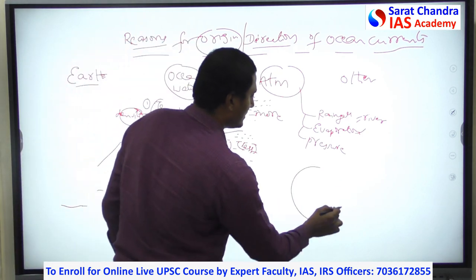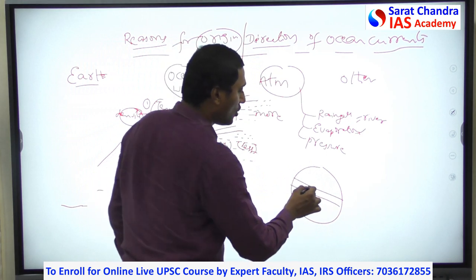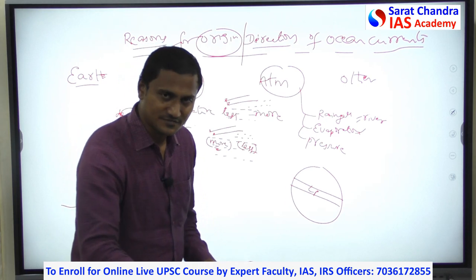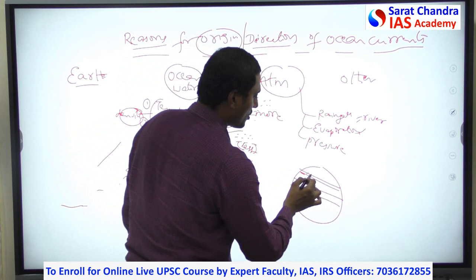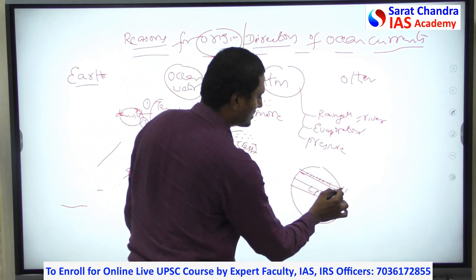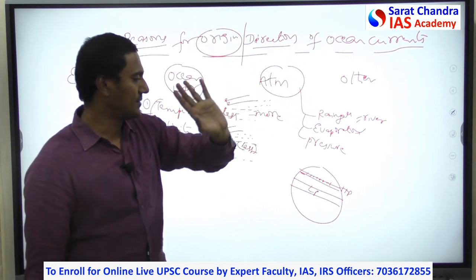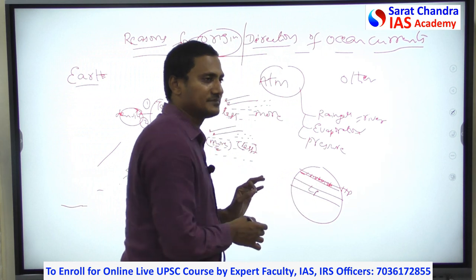If you take the earth, around the equator, you have a low pressure belt. Low pressure means on the equator, pressure is very less. Whereas in the subtropical area, you get high pressure. Like that, you will have again low pressure, again high pressure, but leave all those things. What I am telling is, in some regions of the earth, pressure is very high.